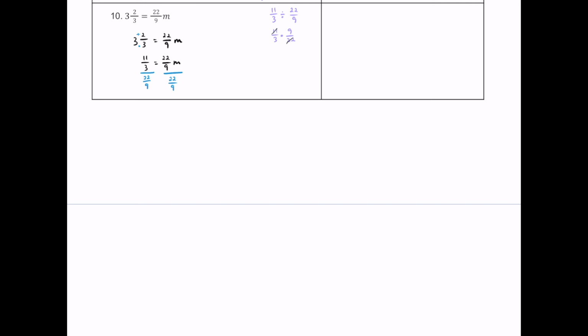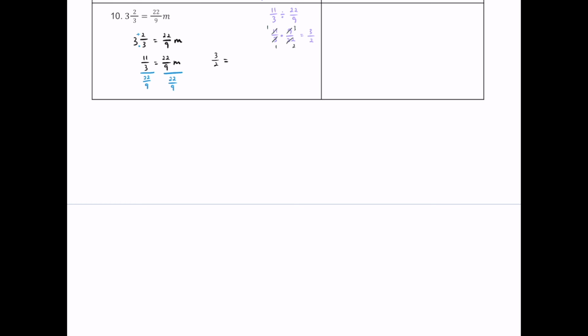Now we can do some cross canceling here. 11 and 22 becomes just 1/2. And then the 3 and the 9 just becomes 3 over 1. Multiplying these two together now, we're going to get 3/2, which is a much nicer fraction. So we just found out that 11/3 divided by 22/9 is going to be equal to 3/2. I'm running out of space a little bit. I'm going to say 3/2 is on the left side of the equation.